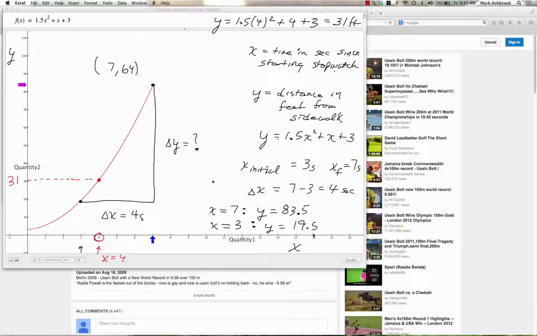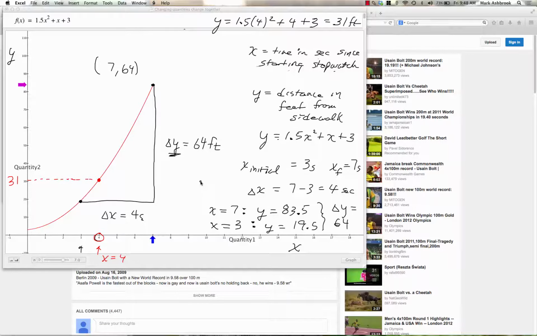So now to get that change in distance, subtract. Final minus initial. Delta y equals, there's our 64. What's the units? Feet per second. Is it feet per second? We're not done. Hold on. Delta y? This is just a change in distance. It's just a change in distance over those 4 seconds. So it's just 64 feet.